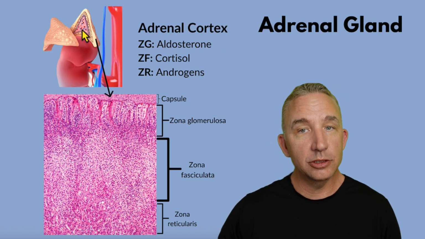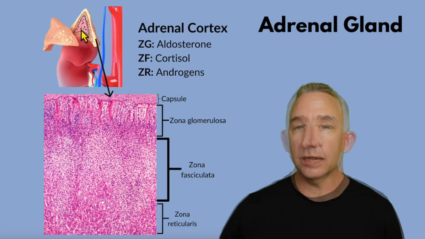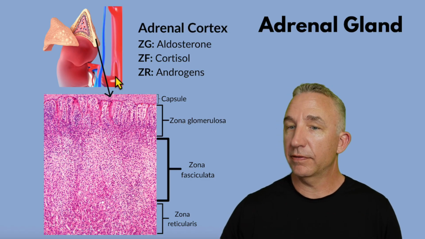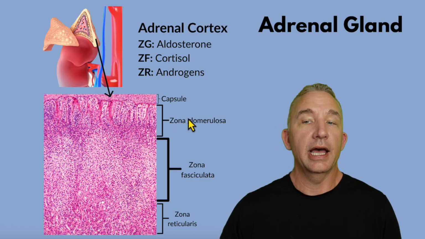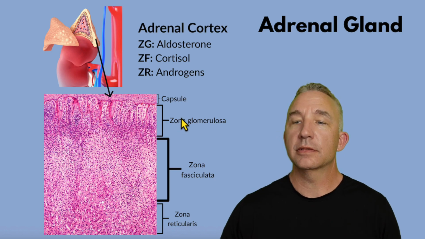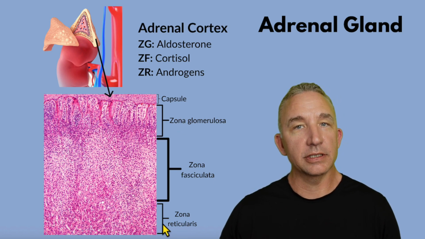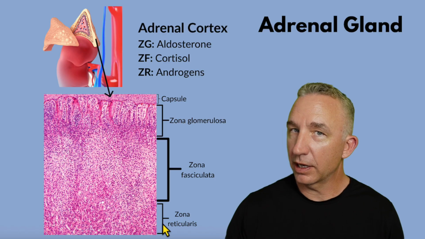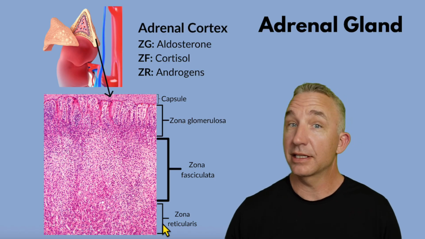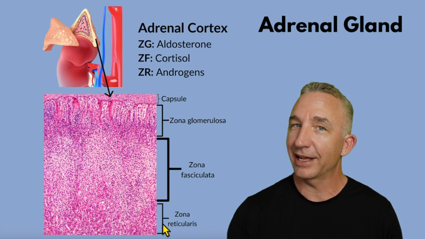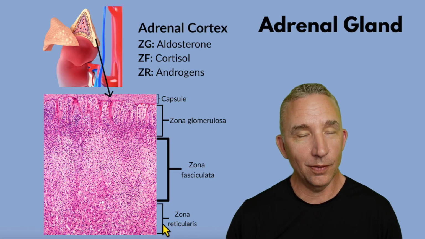We learned that the medulla is part of our sympathetic nervous system. But then that cortex, we can further divide into our three zones, and we use this for sodium, glucose, and then part of our sexual characteristics from a reproductive standpoint. This is the adrenal gland or suprarenal gland focusing on just the cortex.